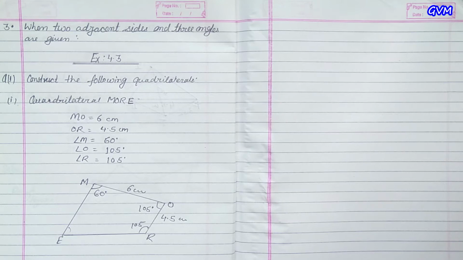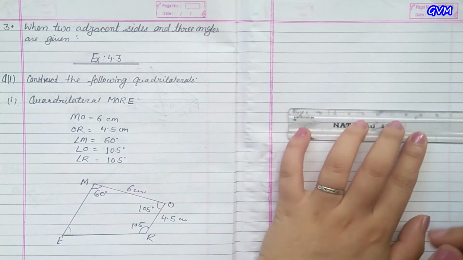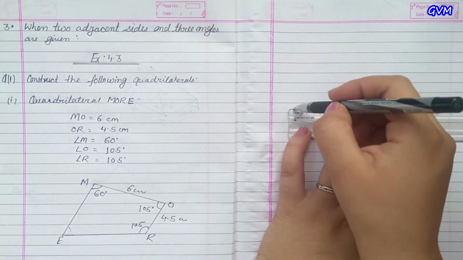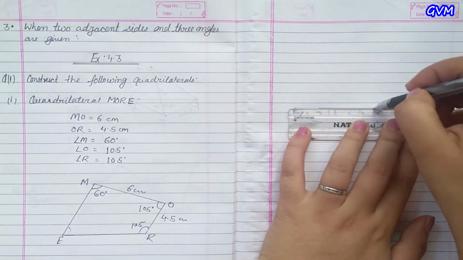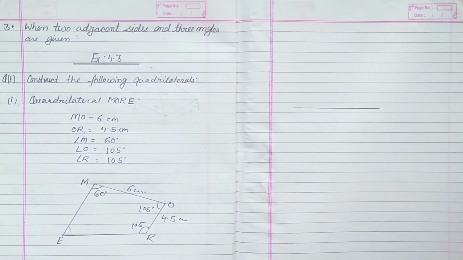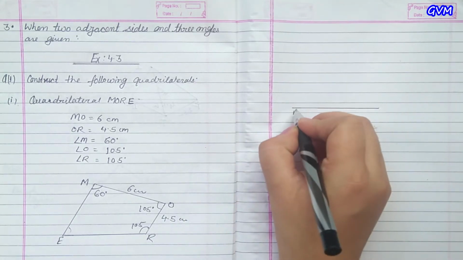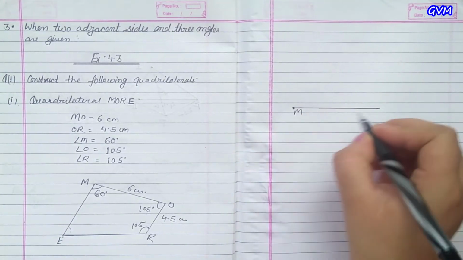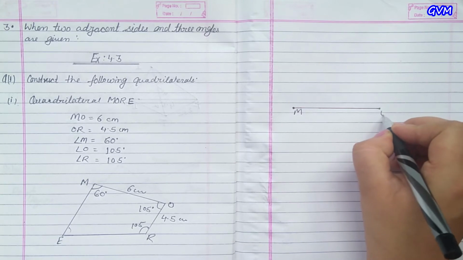So firstly we will take any of the sides which is given. So I am going to take the side MO, 6 centimeter. So draw a line 6 centimeter. So this is the 6 centimeter line. Name it M. This is the point M and this is the point O.